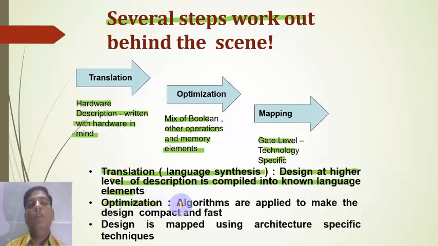Optimization: algorithms are applied to make the design compact and fast. The word itself indicates this function, meaning the design should be compact and faster. Then mapping: the design is mapped using architecture specific techniques, means gate level technology to the specific one.